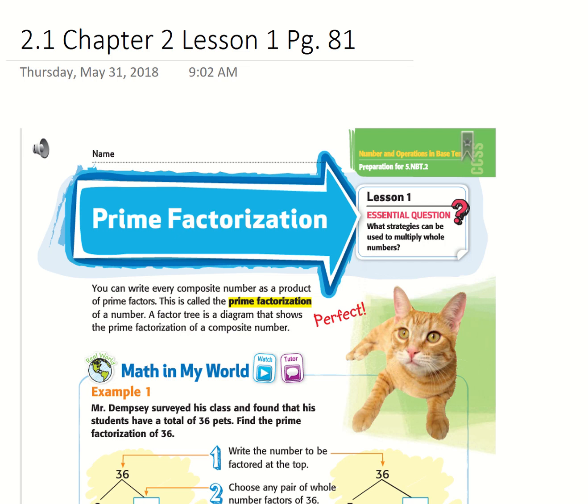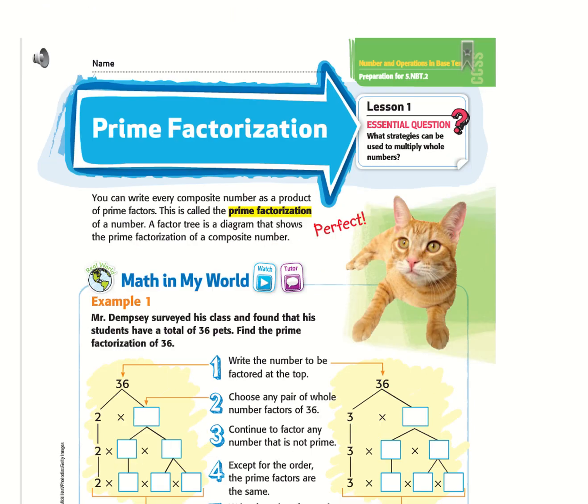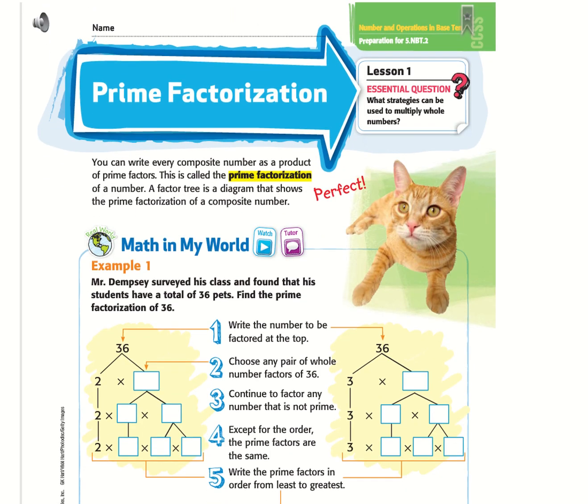This is prime factorization, page 81. So it says you can write every composite number as a product of prime numbers. This is called prime factorization of a number. A factor tree is a diagram that shows the prime factorization of a composite number.